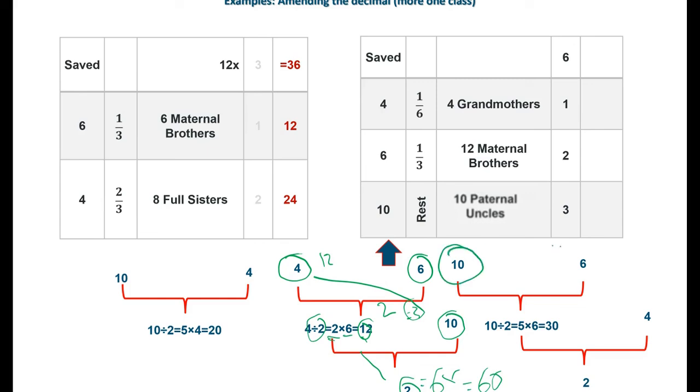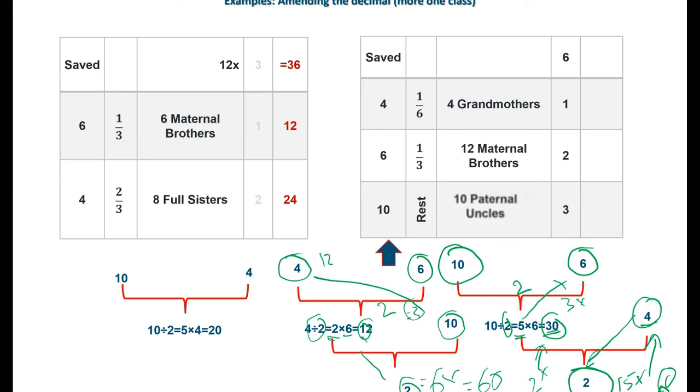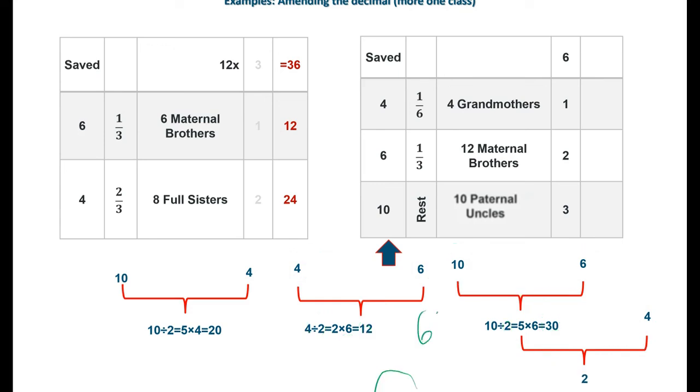We can also compare 10 and 6. They have a common number that can divide them both, which is 2 also. 6 divided by 2 equals 3. 3 times 10 equals 30. Now we have 30. Or we can do 10 divided by 2 equals 5. 5 times 6 equals 30. Now 30 and 4. 30 divided by 2 equals 15. 15 times 4 equals also 60. Or vice versa, if you do 4 divided by 2 equals 2. 2 times 30 equals 60. The number that is saved is 60.